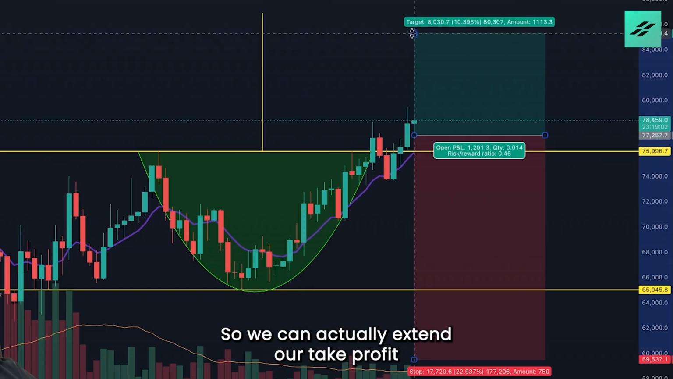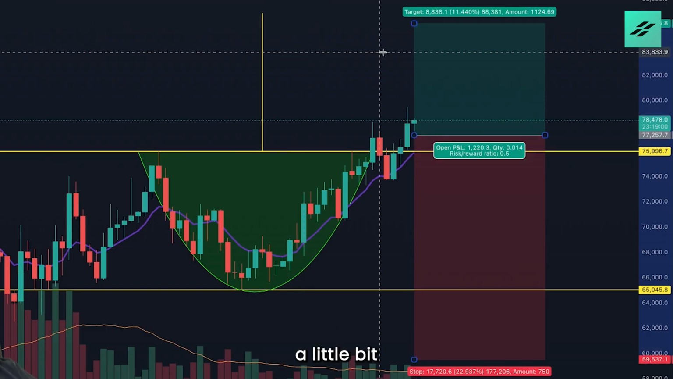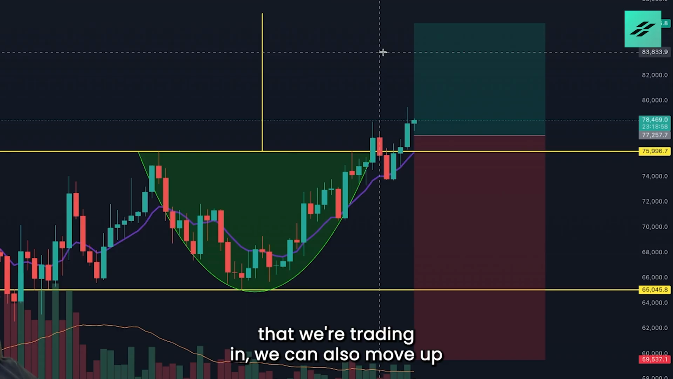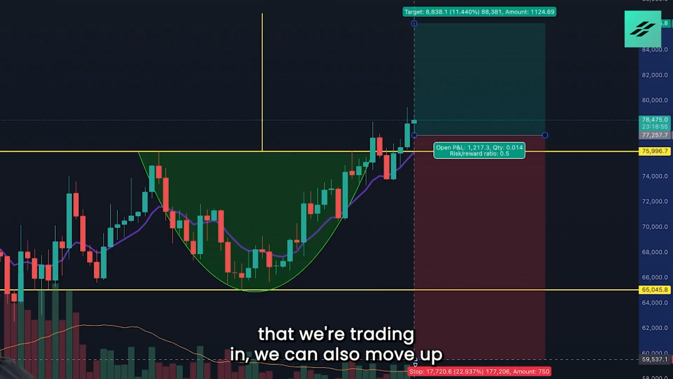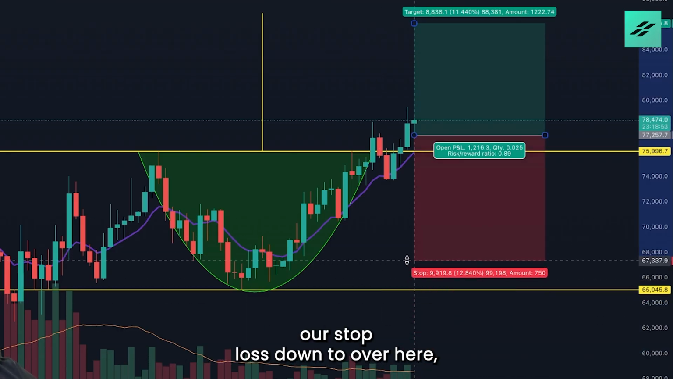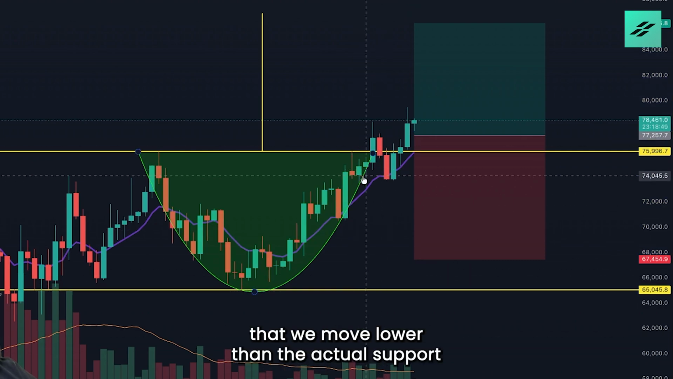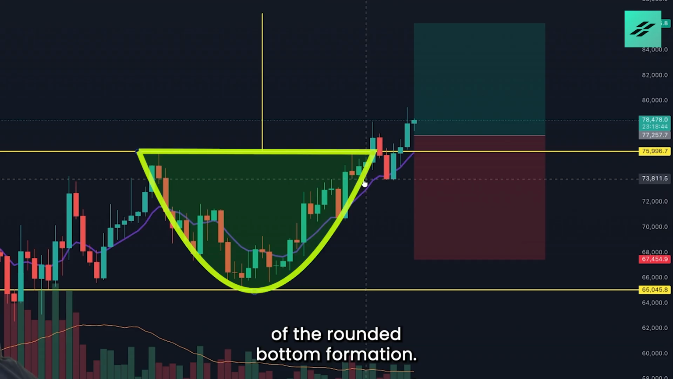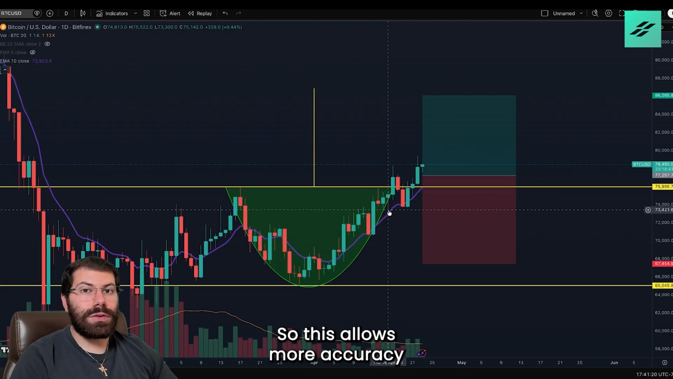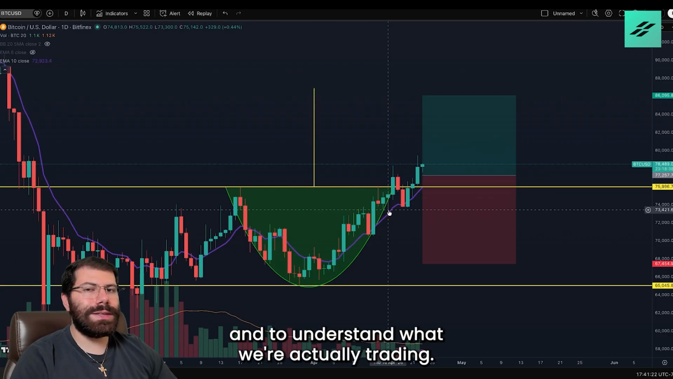86,641. So we can actually extend our take profit a little bit because we know the pattern that we're trading in. We can also move our stop loss down to over here because we know that it's very unlikely that we move lower than the actual support of the rounded bottom formation. So this allows more accuracy within our trades and to understand what we're actually trading.